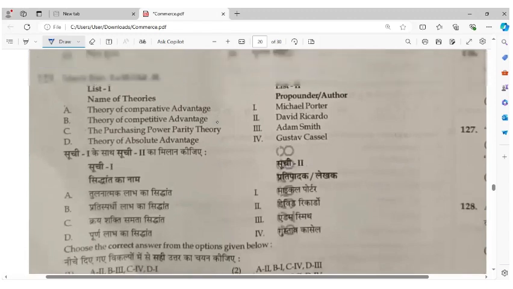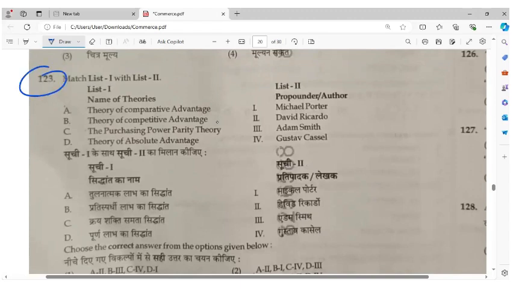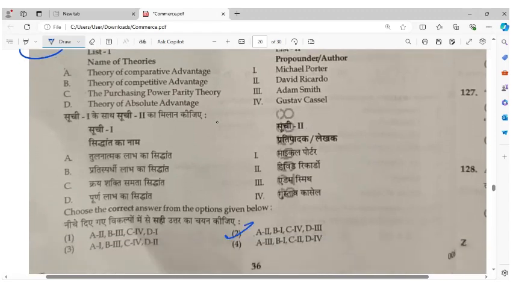Now the next question is the theory of comparative advantage. The option number 2 is right over here. Let's match it. So you know that the theory of comparative advantage is given by David Ricardo, and is also given by Adam Smith. So these two, this is given by David Ricardo.